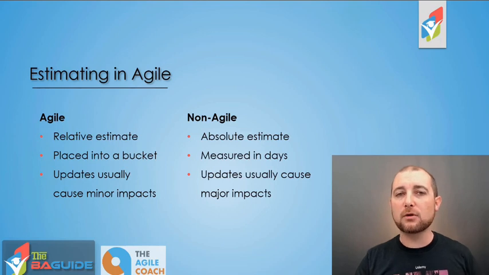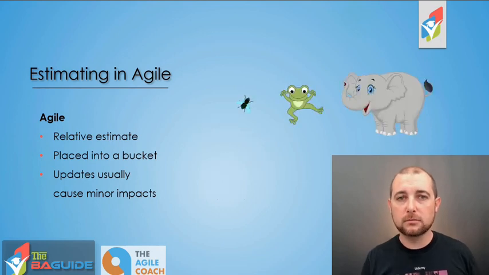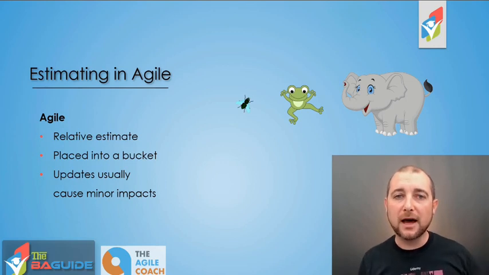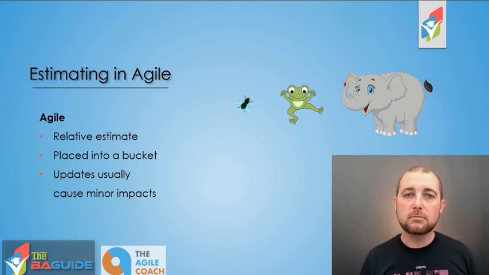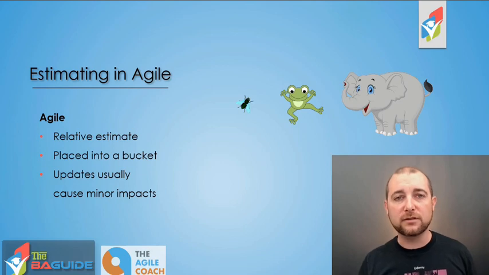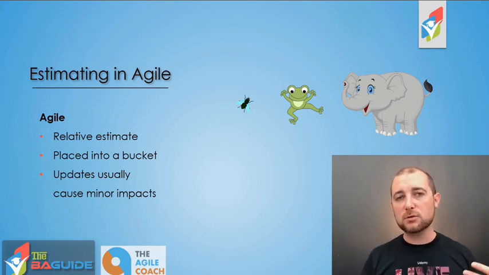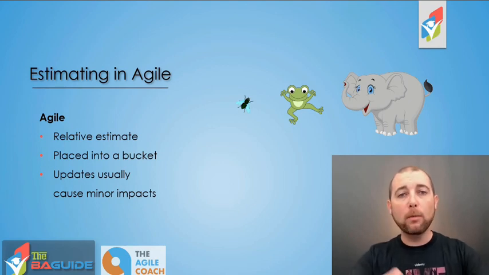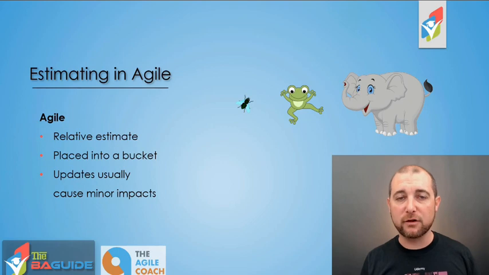So let's break that down a little further with an example. On the screen, you'll see a fly, a frog, and an elephant. The fly is small. The frog is medium. And the elephant is large. So as we're working through, if we were trying to categorize or bucket a whole bunch of animals, we would use these as our relative sizing. If we find a rhinoceros, it's going to be a large. It's going to go with that elephant.